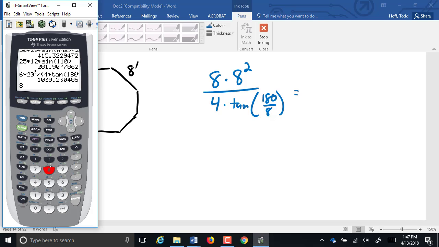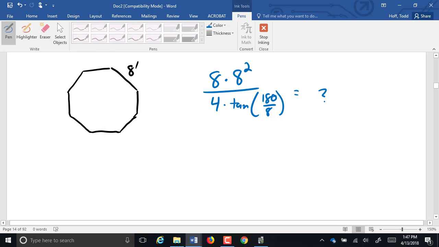For any regular polygon, the area is n times L squared over 4 times the tangent of 180 over n. So 8 times 8 squared divided by, parentheses, 4 times tangent of 180 divided by 8. We have to close those parentheses twice. 309.02.